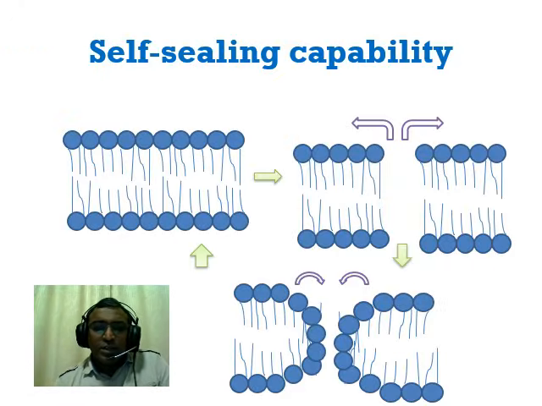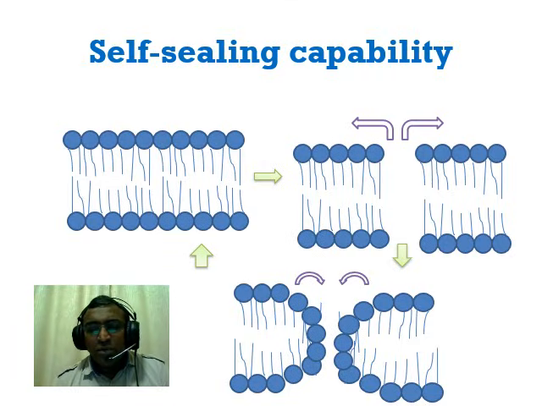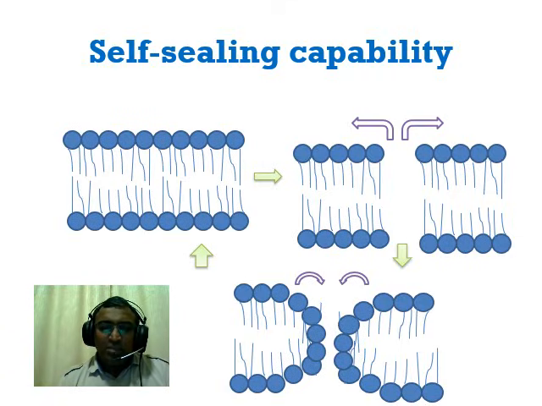The next characteristic of the lipid bilayer is the self-sealing capability. This is important because if accidentally there is mechanical damage or the cell membrane is cut, it's good that the lipid bilayer is able to restore itself and go back to normal again. So this is the self-sealing capability that is present in the lipid bilayer. It does not rupture for good.